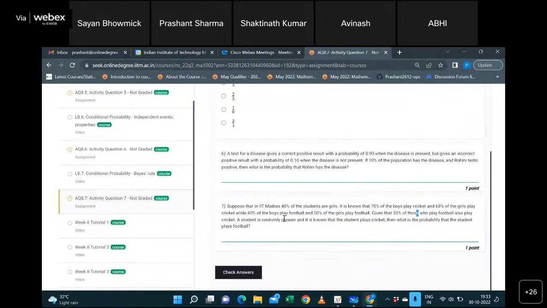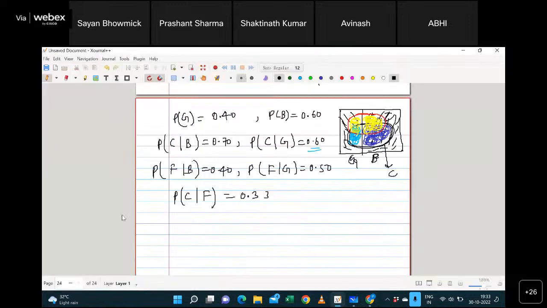The next statement is, a student is randomly chosen, and it is known that the student plays cricket. What is the probability that the student plays football? So we need to find, given that the student plays cricket, the probability that he plays football. That's the thing we need to find out.